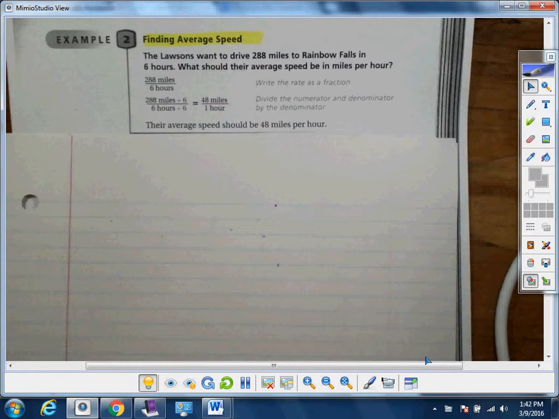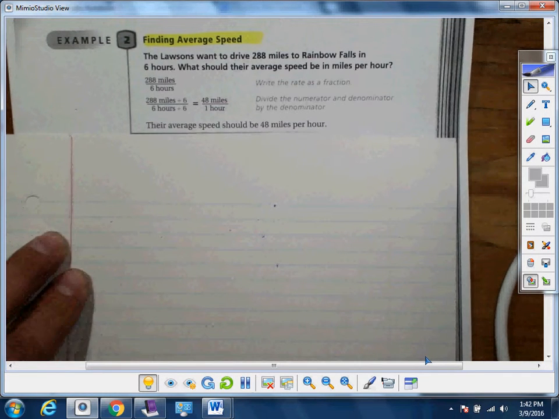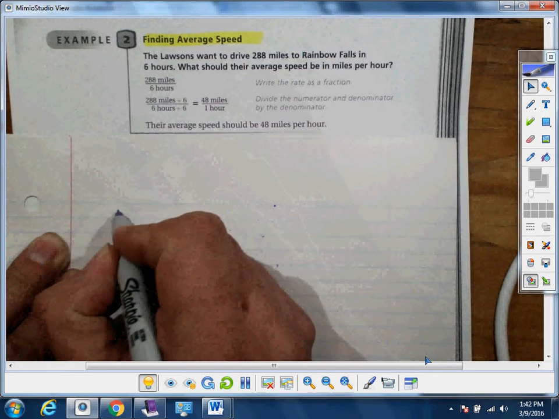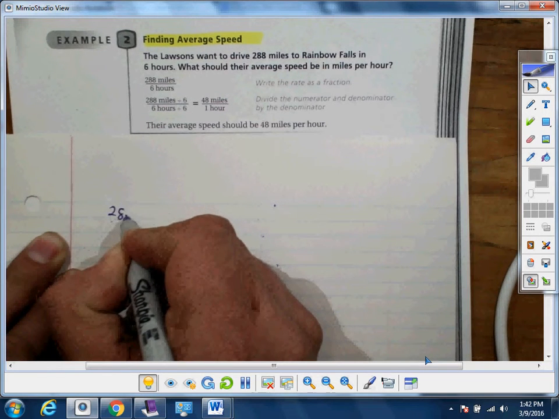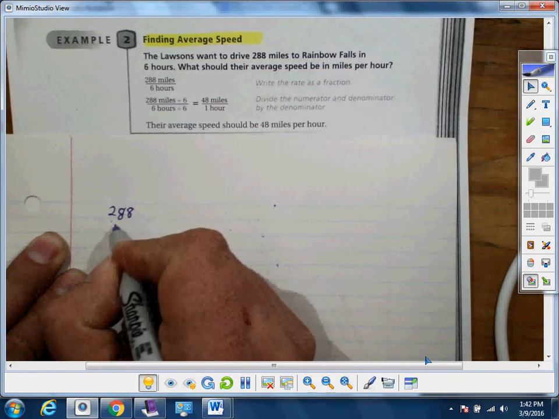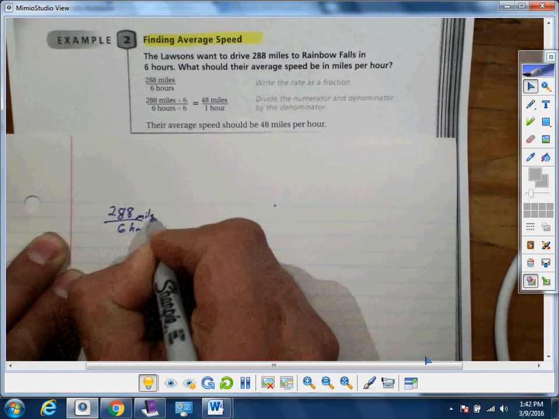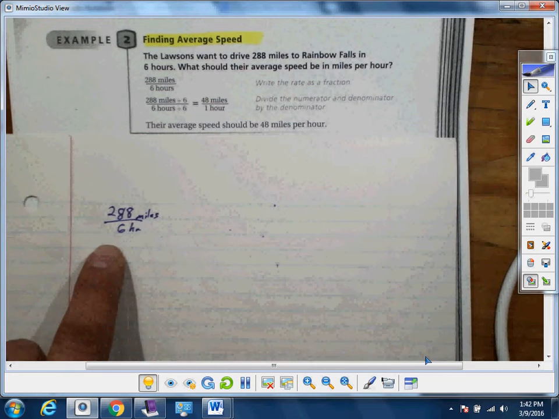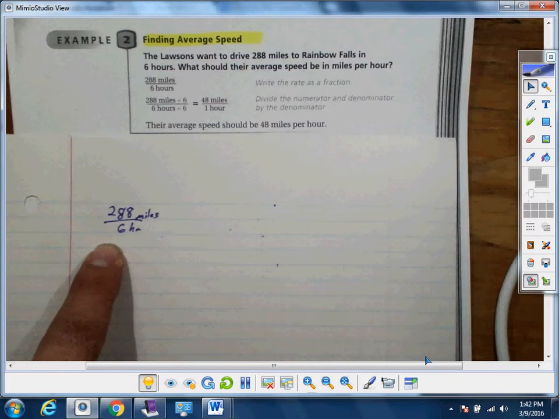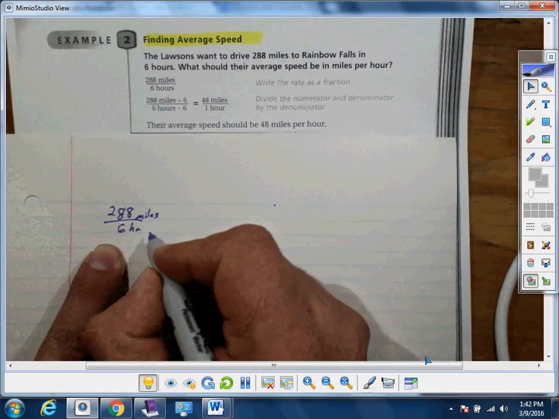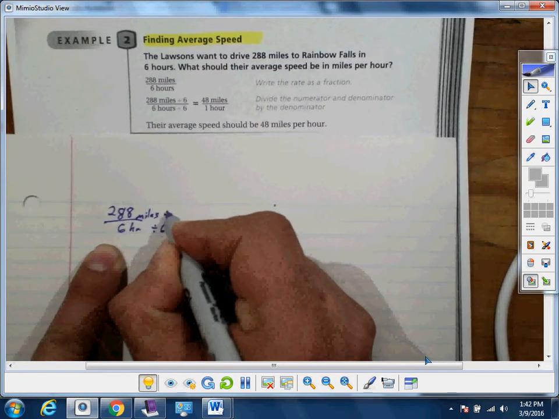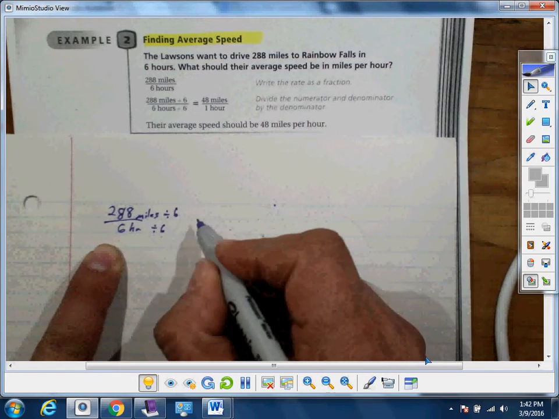So for example, number 2 says the Lawsons want to drive 288 miles to Rainbow Falls in 6 hours. What should their average speed be in miles per hour? Now, mind you, this is done without calculating stops or anything else. So if somebody has to go potty halfway through the drive, you're going to have to go faster to get to your average speed.